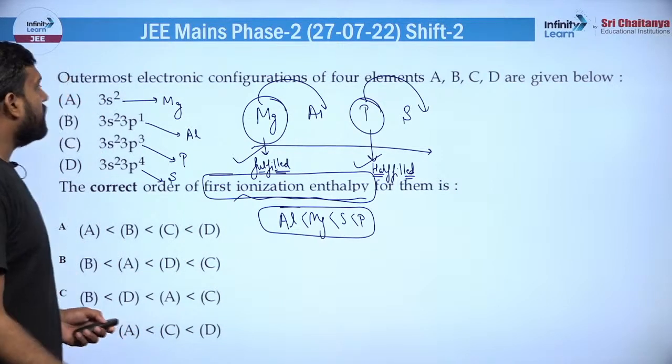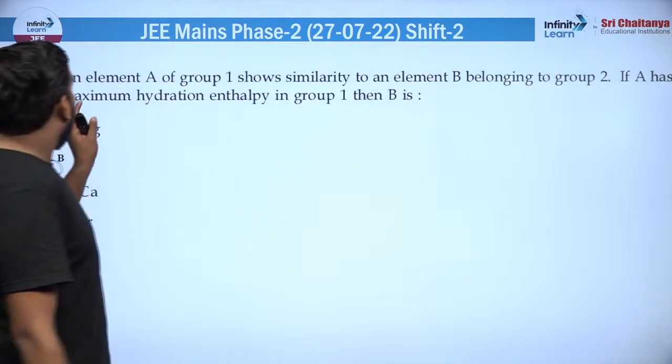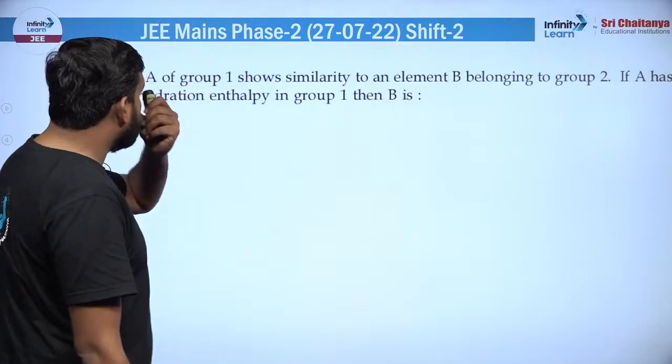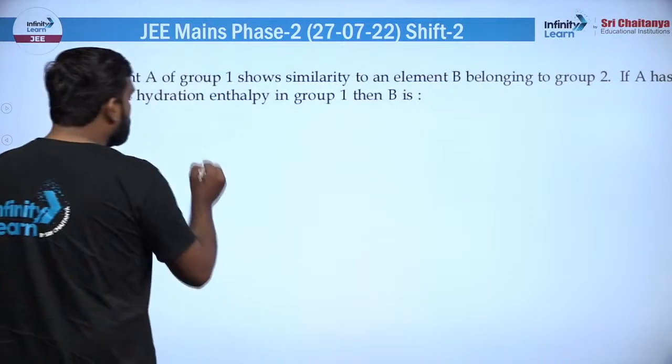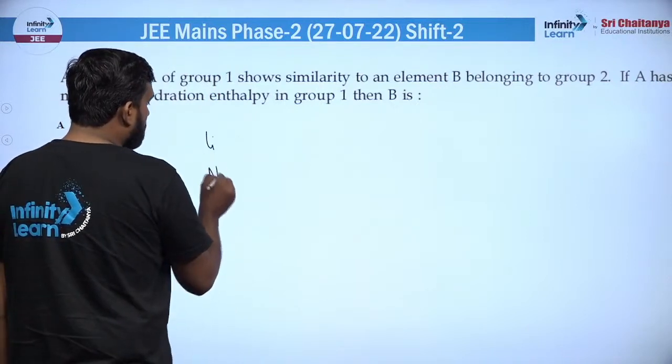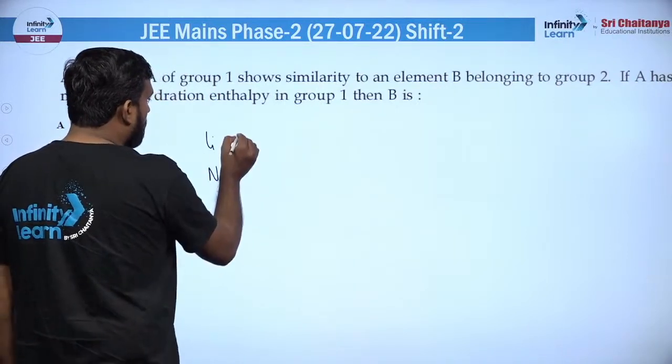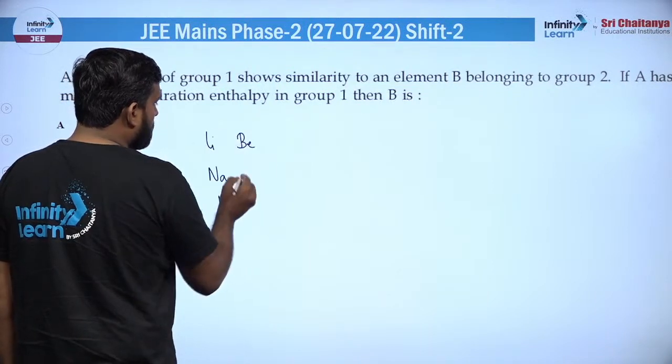Okay, going to the next question. An element A of group 1 shows similarity with the element B belonging to group 2. So let's write the first group here, and this is the second group.